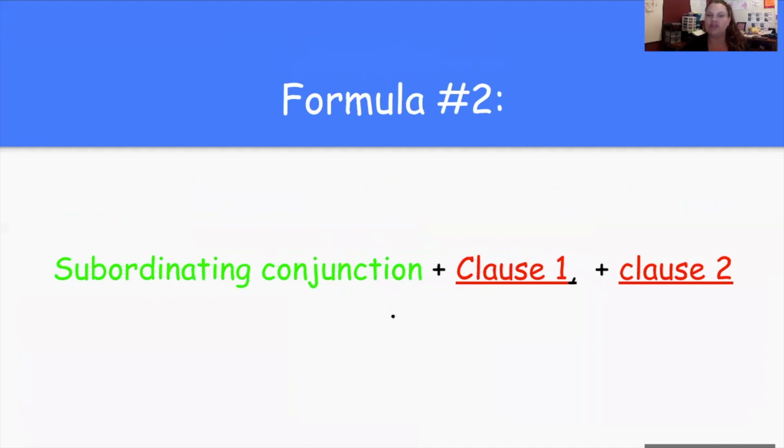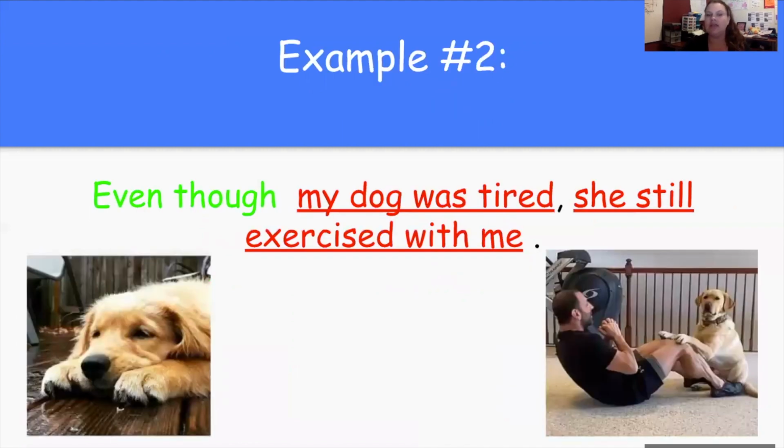Formula 2 starts with our subordinating conjunction, then it adds clause 1, and then clause 2. An example of that is, even though my dog was tired, she still exercised with me. And you can see in my first picture, my dog's tired. In the second picture, the dog is exercising.